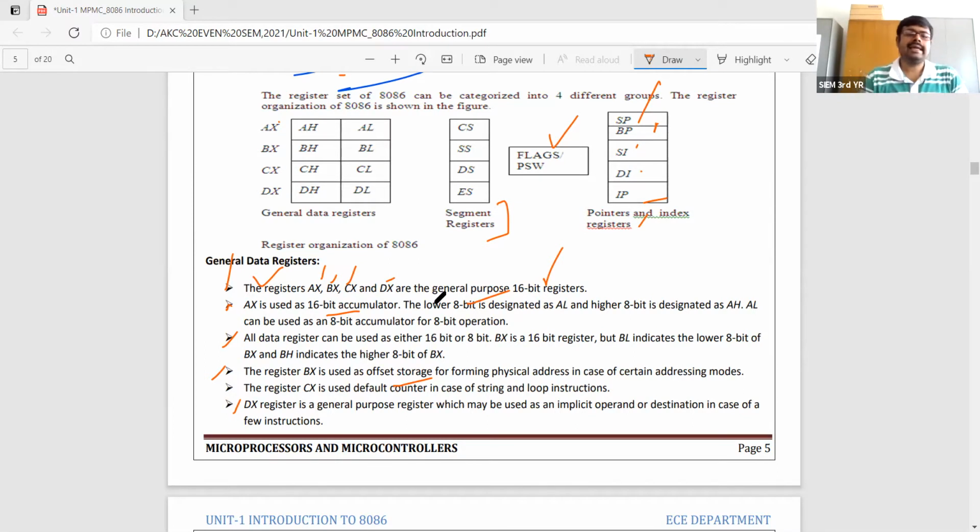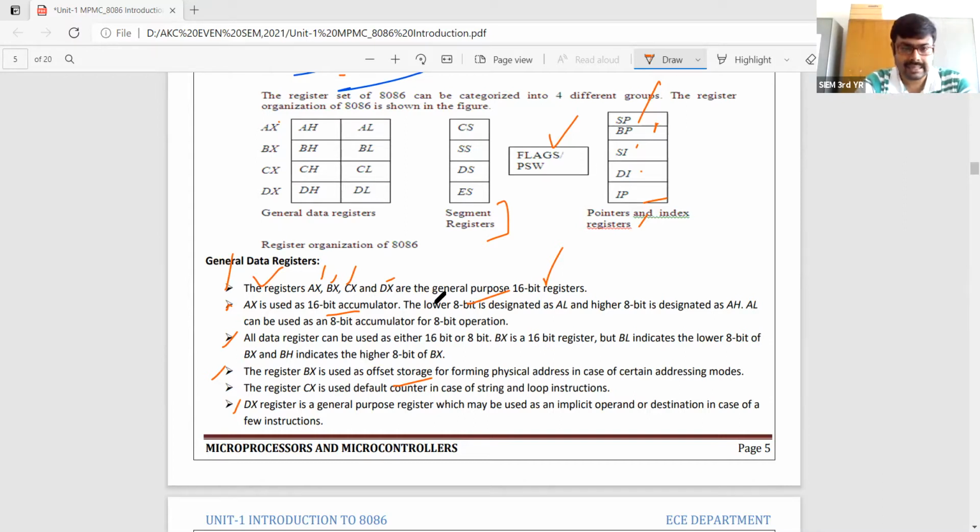Point number 2. AX is used as a 16-bit accumulator. A is for the accumulator. The lower 8-bit is designated as AL, and the higher 8-bit will be designated as AH. So there are two classifications. From the names it is clear, H is high and L is low, so the restriction is up to 8-bit. AL can be used as an 8-bit accumulator for 8-bit operation.